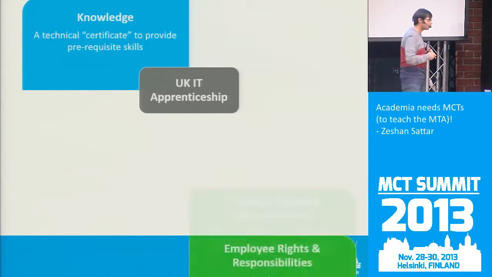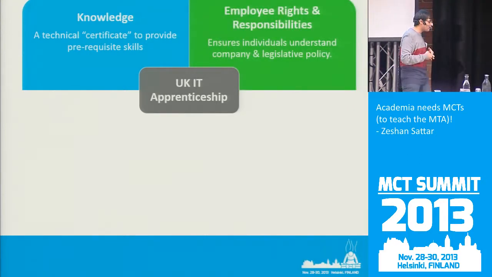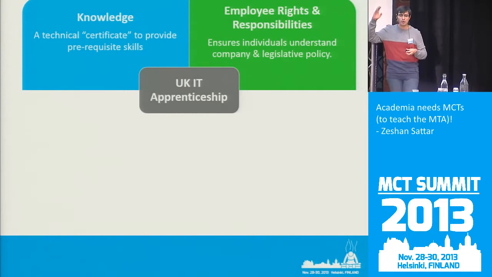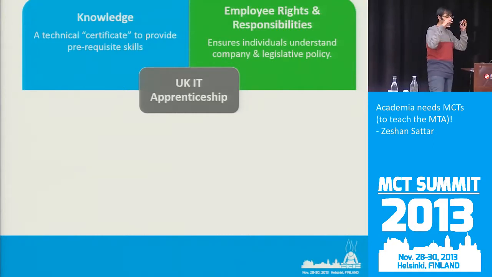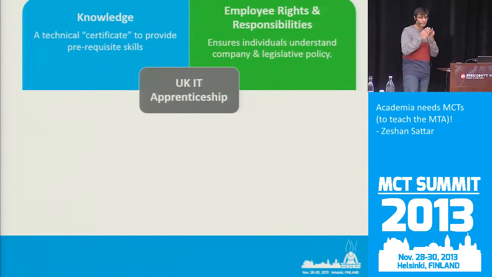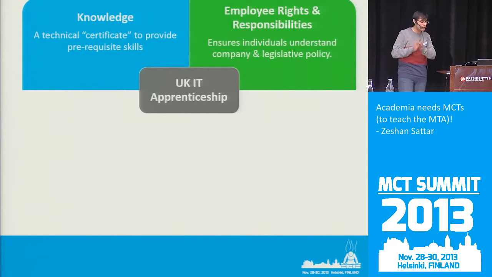The next element that they have to do is something called ERR, Employee Rights and Responsibilities. What that's all about is that they learn their employment rights. Imagine this is a 16-year-old, in a job role for the first time. They need to know where they belong in a workplace, for example.